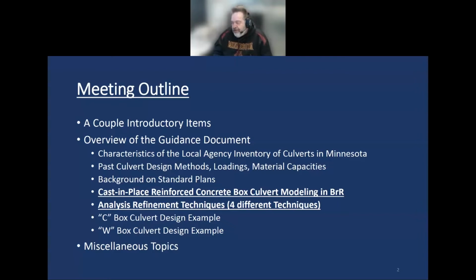We've got 4 different techniques which can be deployed to help improve load rating factors. And then the manual itself has a C-box culvert design example and a W-box culvert design example as well. Then we'll finish up with a couple of miscellaneous topics about documenting what refinements you use and where you should put them. And we'll talk about things like multi-cell W boxes as well, which need to be handled a little bit differently.